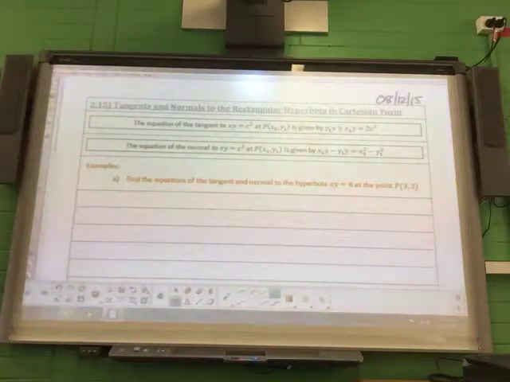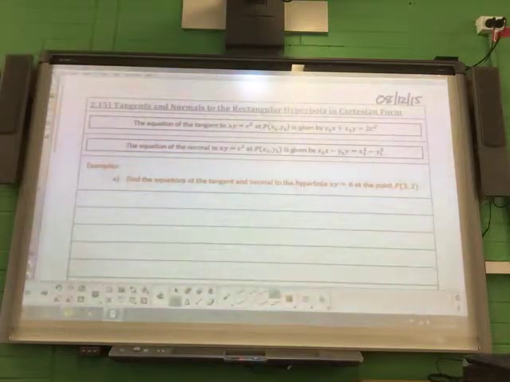First thing we're going to look at is tangent and normal in Cartesian form. We're going to look at it in parametric form, and we're going to look at the quarter contacts in there. Right, these are your equations. Okay, so the equation of the tangent to xy equals c squared at the external point is given by that.